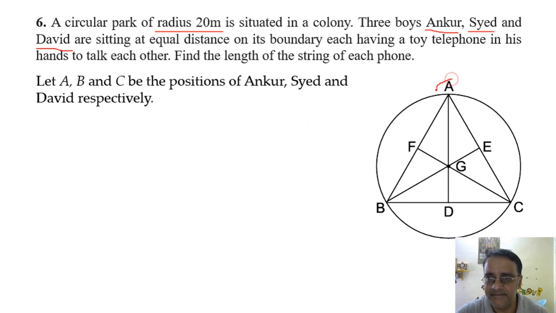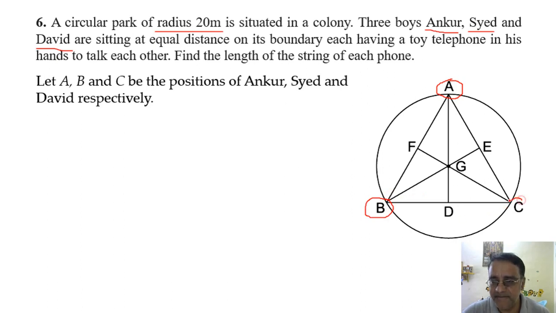See, this is the point. Ankur का point है ये और ये Said का point है, and this position is for David. और वो लोग string के द्वारा, okay, they are sitting at equal distance on its boundary. So AB, BC और AC जो arc है वो equal है. Whether diagram is clear? जिसमें मैं मार्क करके रखा हूं, जो बोल रहा हूं उस पर ध्यान दो. Arc AB is equal to arc BC is equal to arc CA.